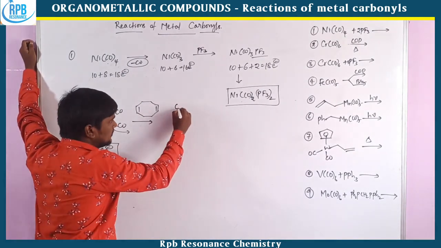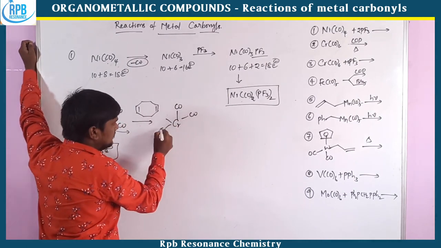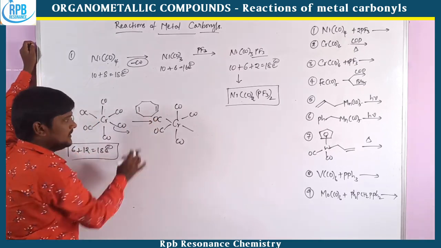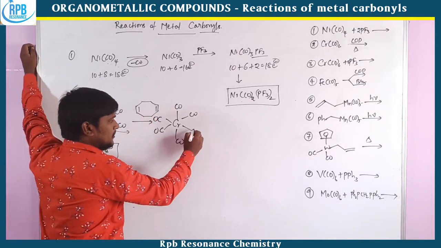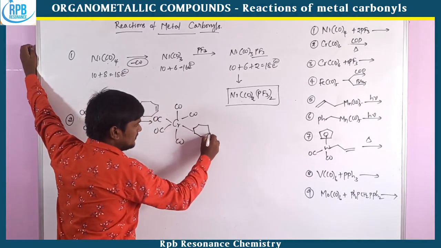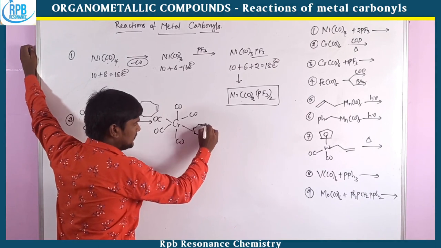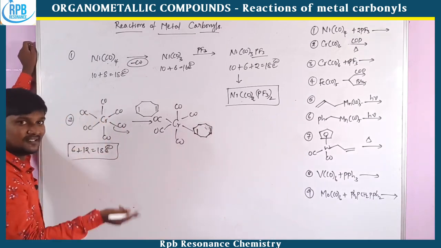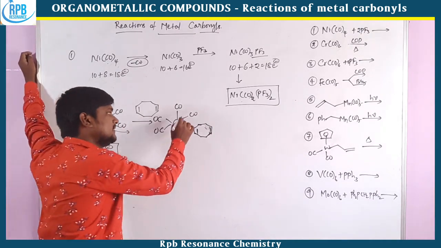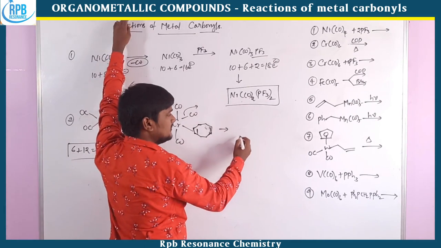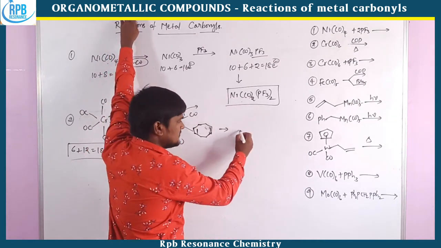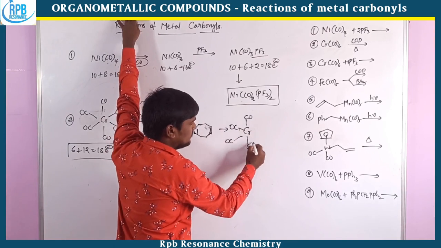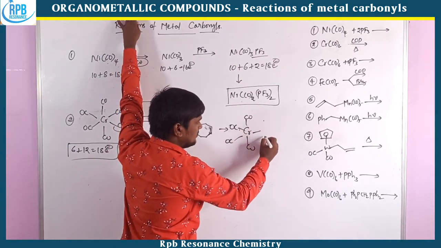Now if it loses one carbonyl, Cr with the remaining carbonyls, here this vacant site is filled by one of the double bonds. Another double bond is there, so that double bond again replaces one carbonyl group. So this is the system: Cr, CO, CO, CO, CO, and here it is the double bond.